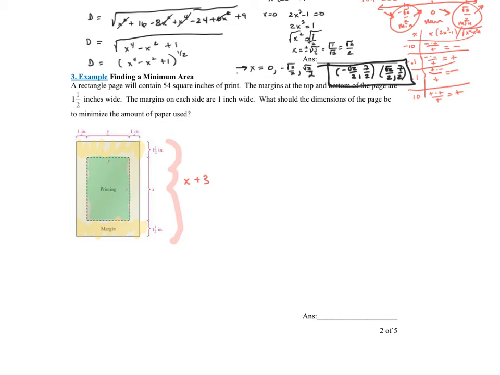Okay. It says the margins on the side are 1 inch wide. So what are we talking about here? We're talking about this area right here. This blue area has to be 1 inch, and this blue area here has to be 1 inch. So if we consider the width of this page right here, we would have y plus 1 plus 1, which would be y plus 2.